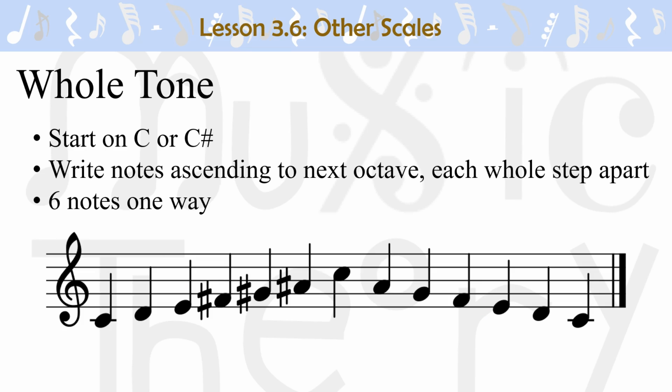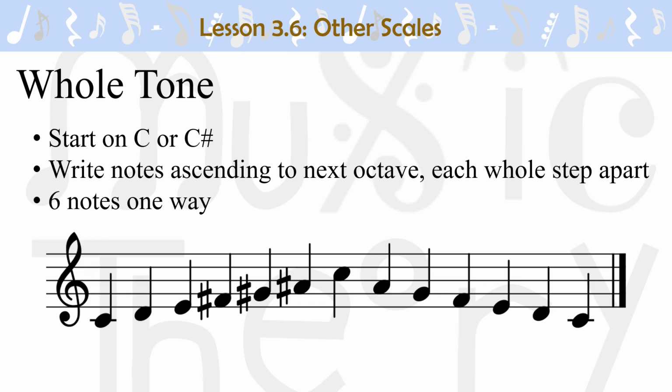To build a whole tone scale, start on C or C sharp, and write all of the notes ascending to the next octave, with each note a whole step apart from the previous note. This scale has 6 notes each way. Take C whole tone for example.